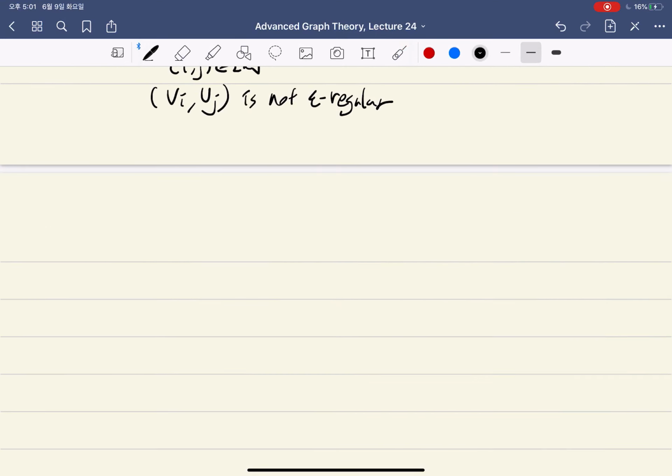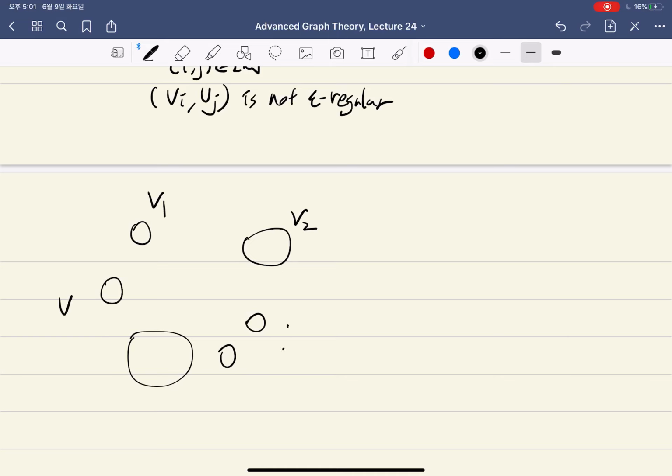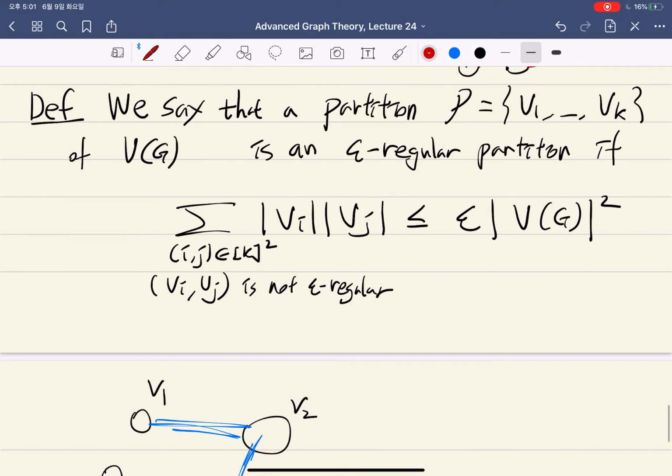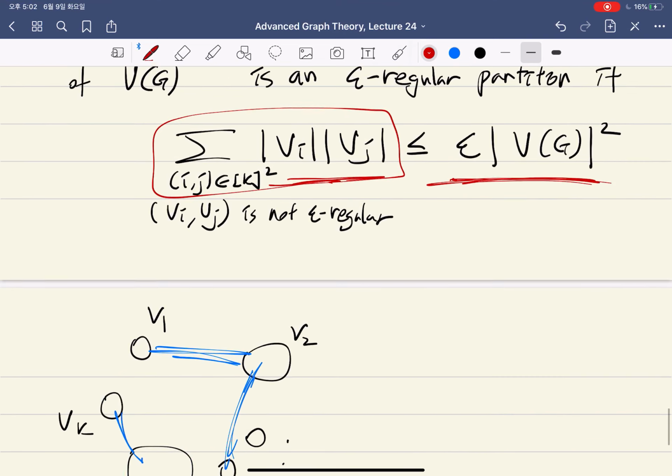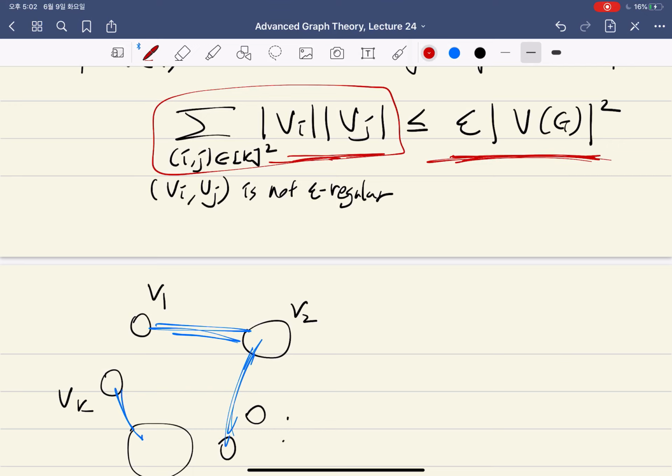So meaning that if you have an epsilon regular partition, V1, V2, and so on, Vk, then it says that many pairs are epsilon regular, and only a small number of pairs are not epsilon regular. And for those pairs, the contribution is small. It's only an epsilon fraction of everything here.